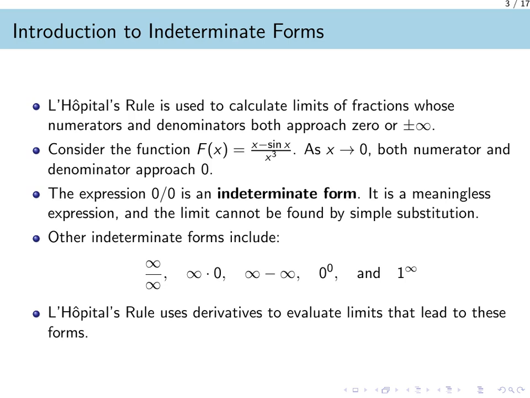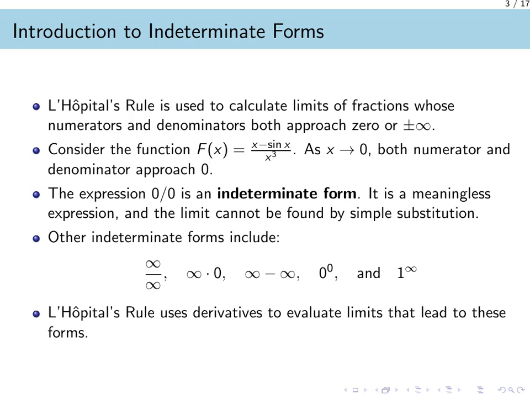Let us begin by exploring a common challenge in calculus: evaluating limits that do not give a clear answer from direct substitution. This situation arises when we encounter what are called indeterminate forms. For instance, if we look at the function defined as the fraction with x minus sin x in the numerator and x cubed in the denominator, a problem emerges as x approaches 0. Both the top and the bottom of this fraction also approach 0, leading to the expression 0 over 0.